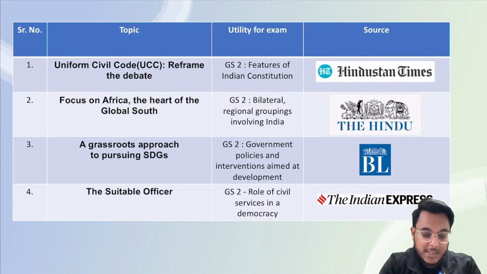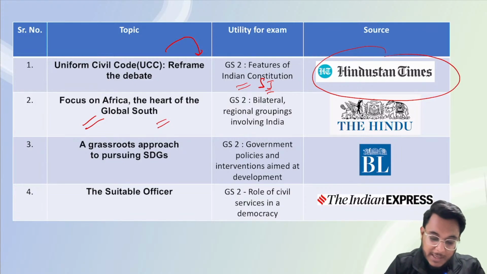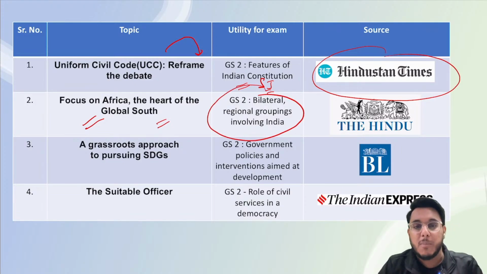The first editorial is about the Uniform Civil Code, reframe the debate. This article will be important for GS paper number 2, features of the Indian Constitution, and also in GS paper number 2, social justice. The article is taken from the Hindustan Times. Second article, focus on Africa and the heart of the global south. This article will be important for GS paper number 2, bilateral, regional groupings involving India. The article is taken from the Hindu newspaper.